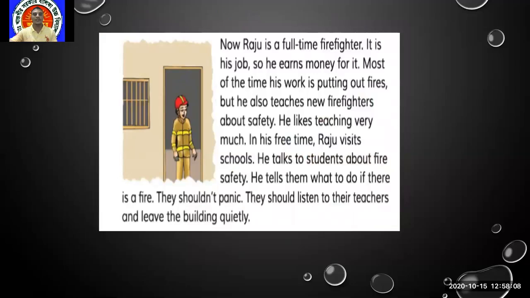The second part of the lesson. Now Raju is a full-time firefighter. It is his job, so he earns money for it. Most of the time his work is putting out fires, but he also teaches new firefighters about safety. He likes teaching very much. In his free time, Raju visits schools. He talks to students about fire safety. He tells them what to do if there is a fire. They shouldn't panic. They should listen to their teachers and leave the building quietly.